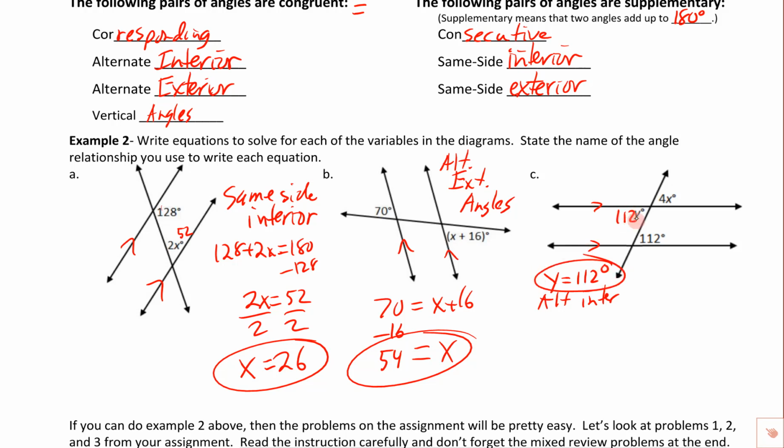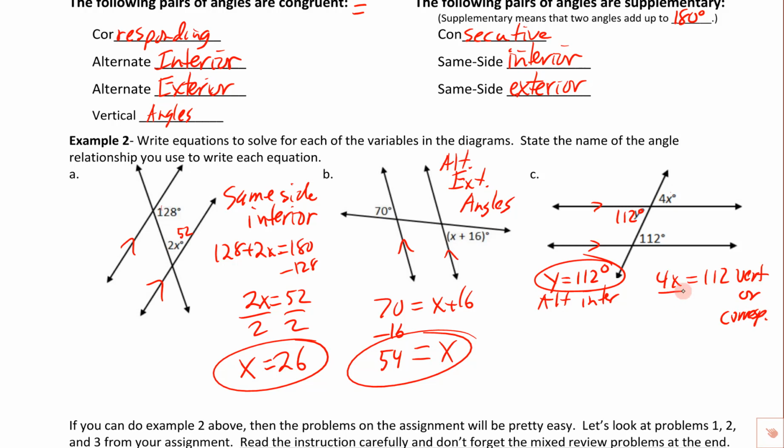And if this is 112, then there are two ways that we can figure this one out. Those two are vertical, so I could say 4x equals 112 because they're vertical. I could also say this, 4x would equal 112 because those are corresponding. So either vertical or corresponding. So I'm going to put vert or corresponding.